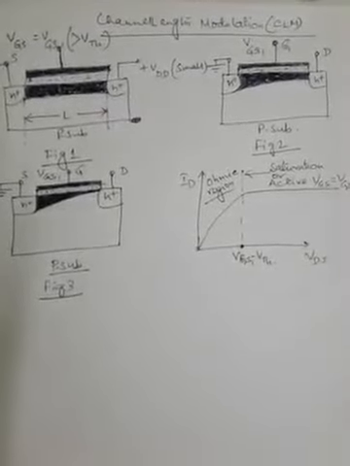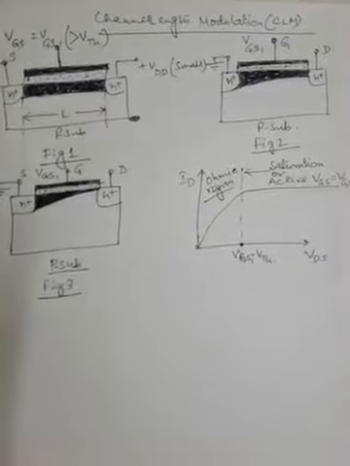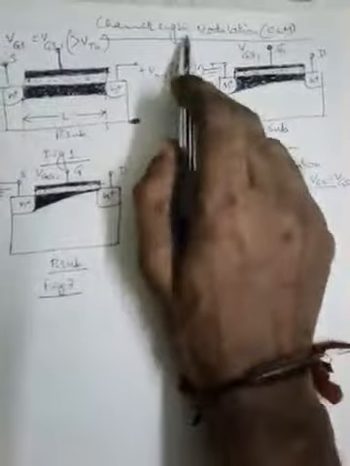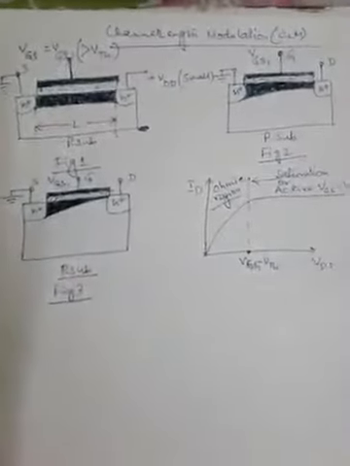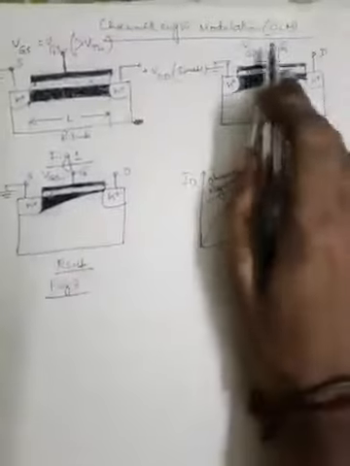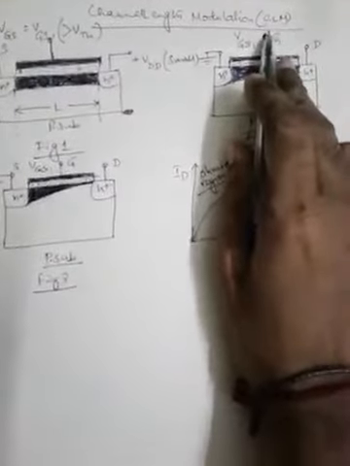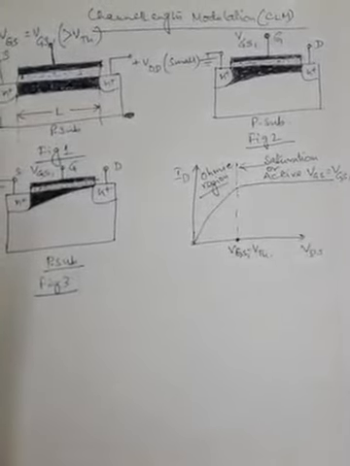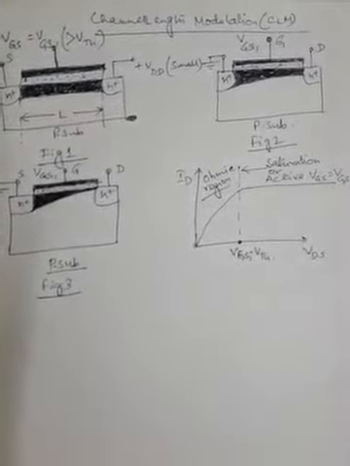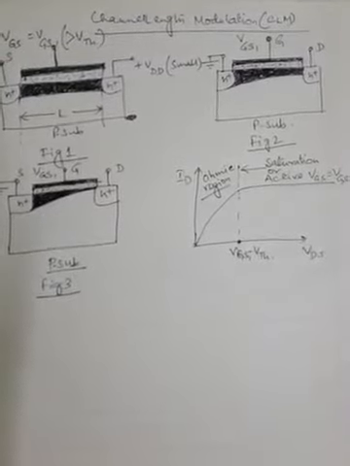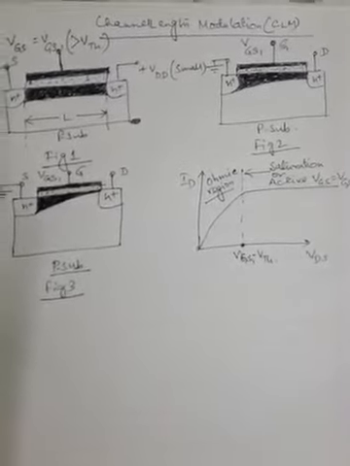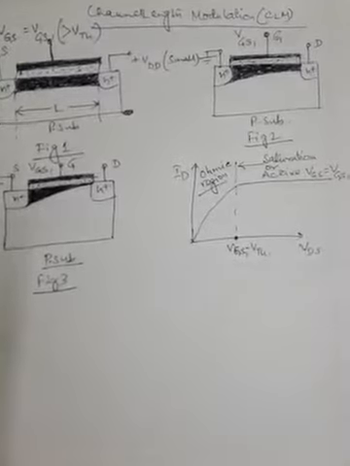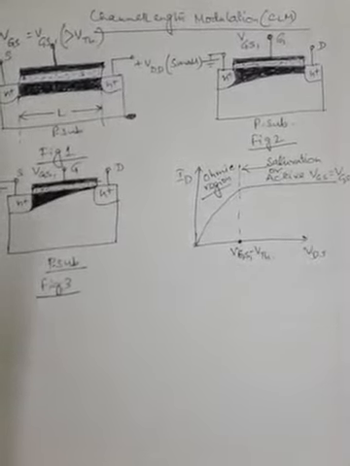Hello students. In this lecture I will be discussing channel length modulation of MOSFET. In short it is called CLM. It is a phenomenon similar to the Early effect you have studied in the BJT. That is something like what is seen in MOSFET as channel length modulation.